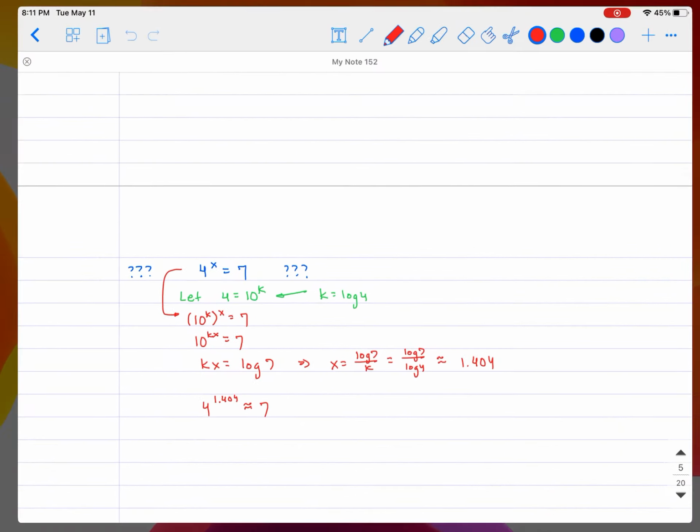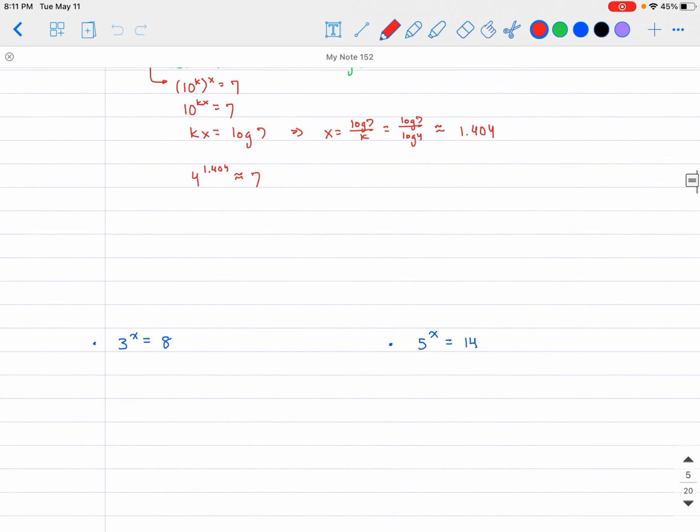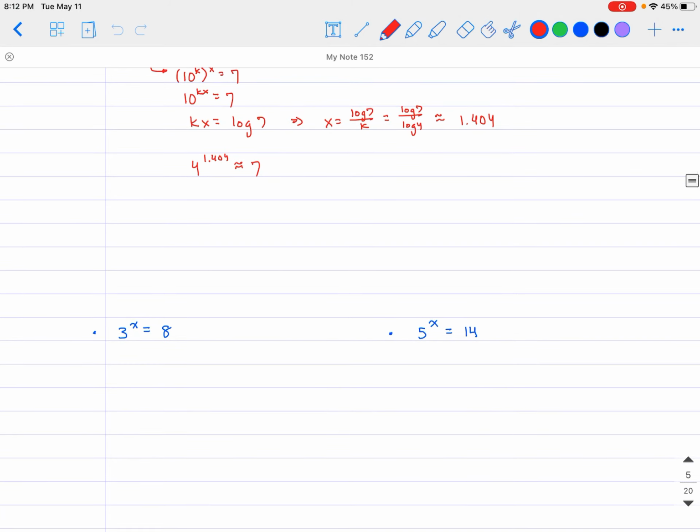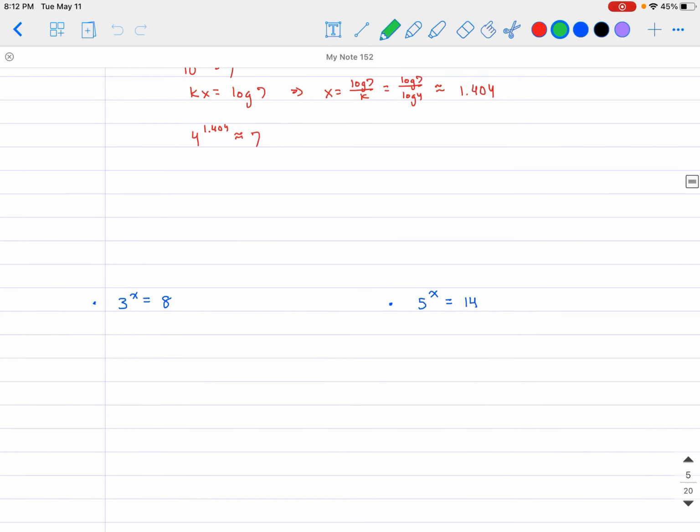All right. So now let's look at a second example. Let's say this time we have 3 to the x is equal to 8. Going through the same procedure, I'm going to start off by saying let 3 be equal to 10 to the k. If I do so, we get 10 to the kx is equal to 8. So k times x is equal to the log of 8, so x is equal to the log of 8 divided by k. And if you recall from our substitution, k is equal to the log of 3. So our answer is going to be the log of 8 divided by the log of 3.